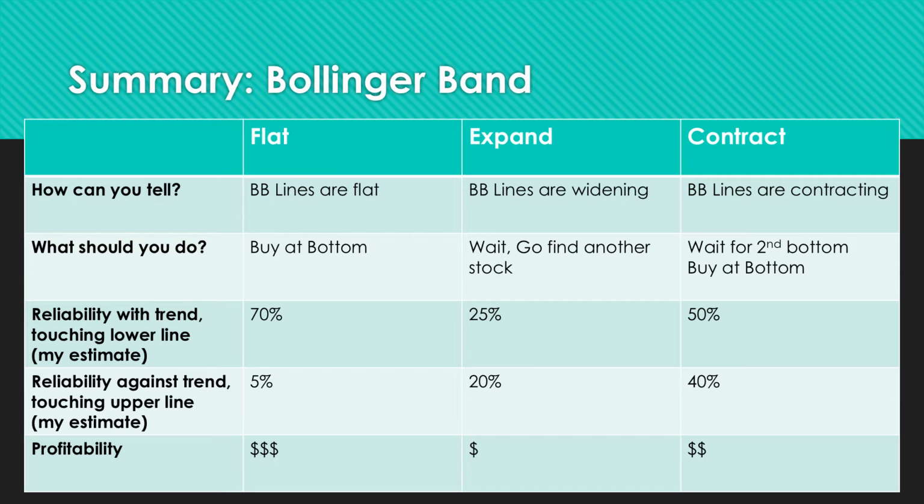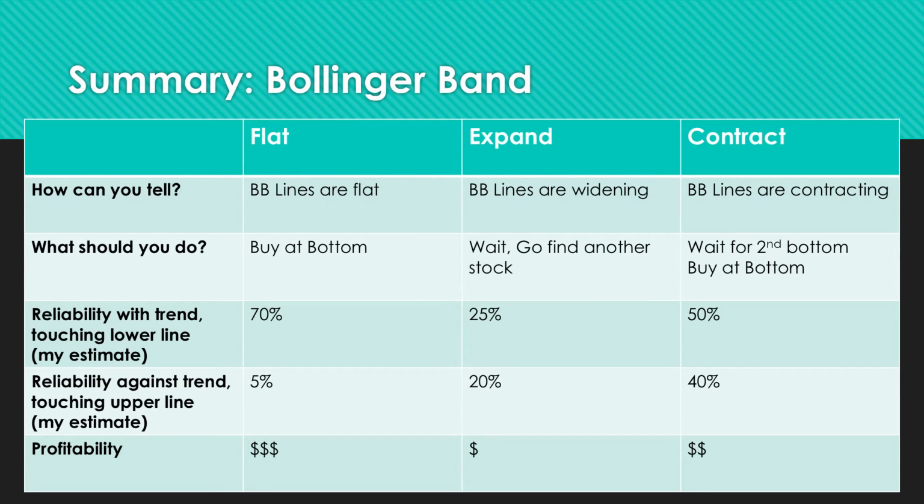So for the reliability with the trend, when the Bollinger Band is touching the bottom line and the trend is up, this is what I mean. The flat Bollinger Band is 70% reliable. Expanding Bollinger Bands while touching the bottom is 25% reliable, and contracting Bollinger Band is 50% reliable. So that means if you just look at the probability, you should probably go with flat because the chance of you succeeding is a lot higher than expanding and contract.